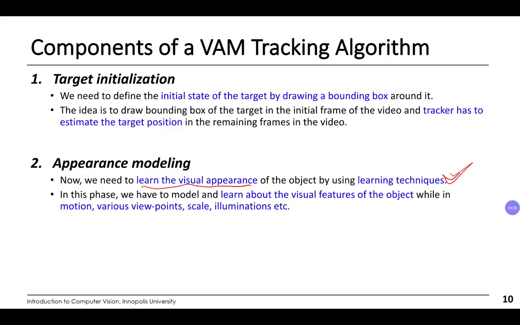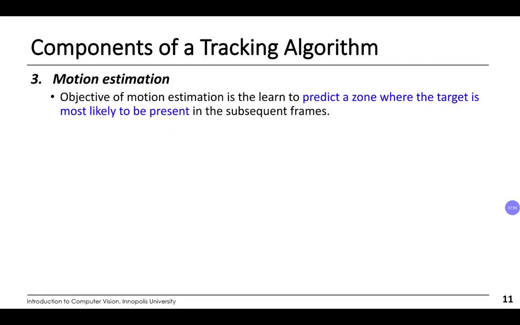So here, when we are going to learn these appearances, the next step is to estimate the motion. Motion estimation is not like measuring the speed, but it means that we need to predict a zone where the target is most likely to be present in the subsequent frames.